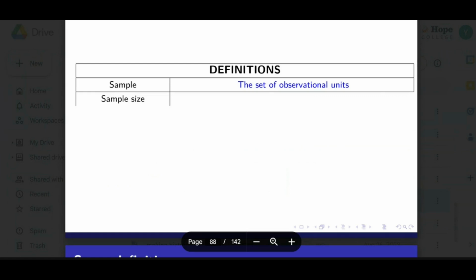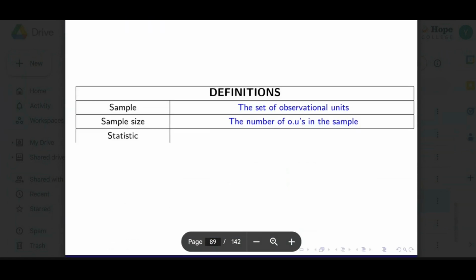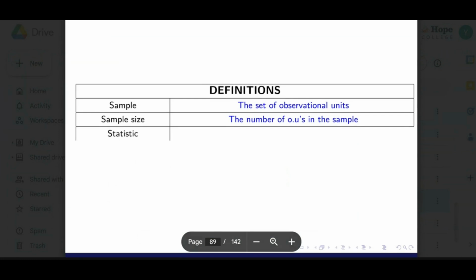The sample size, obviously, is how many things did you observe? And let me ask at this point, what is the international symbol for the sample size? Give me one letter.